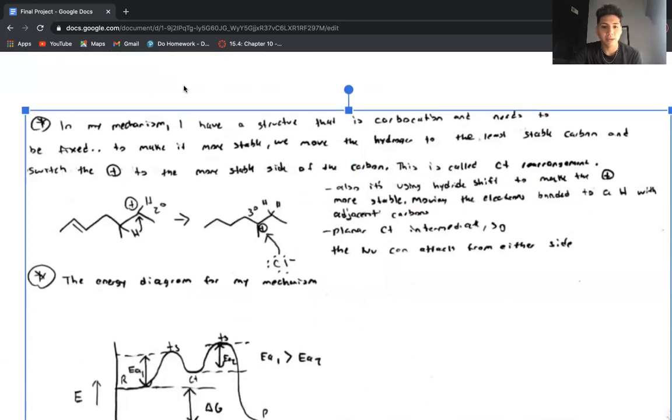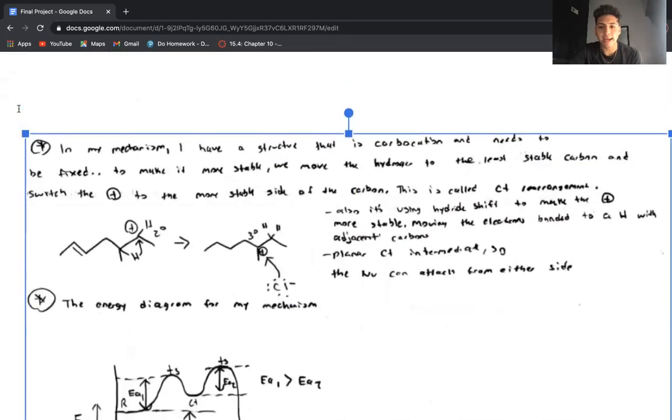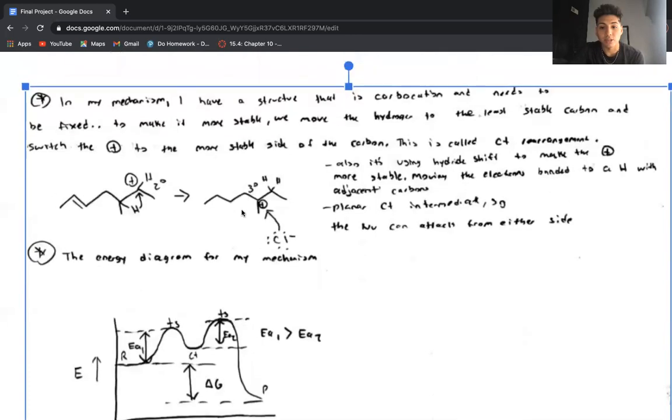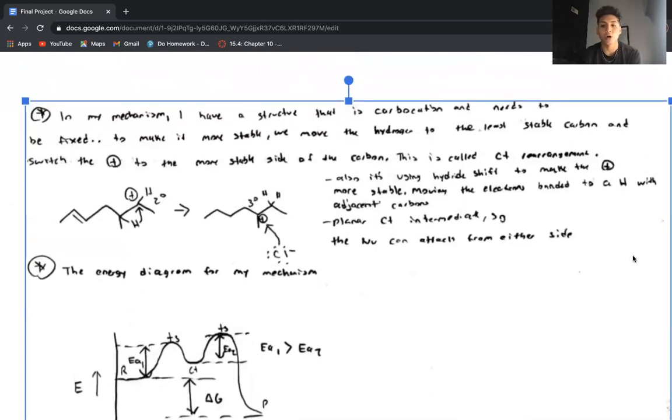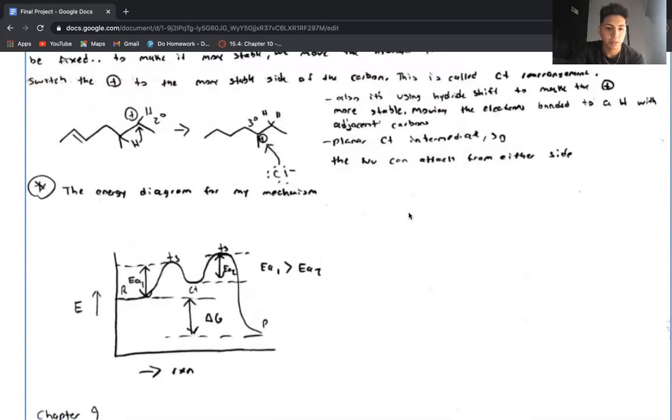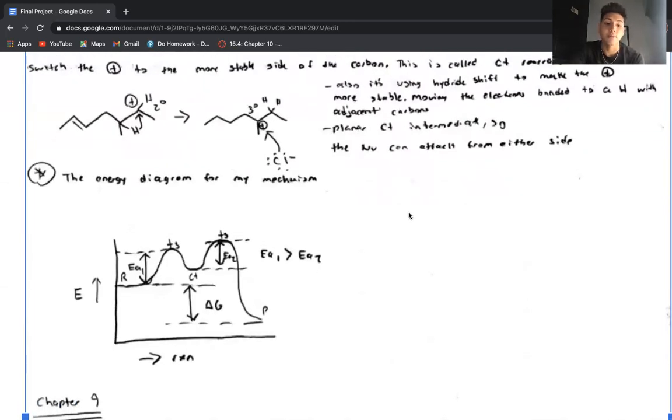In my mechanism, I have a structure that is a carbocation and needs to be fixed. To make it more stable, we move the hydrogen to the least stable carbon and switch the cation to the more stable side of the structure. This is called a C+ rearrangement. Also, it's using a hydride shift to make the carbocation more stable, moving the electrons bonded to an H to the adjacent carbon. Here is an image of me moving my hydrogens, making it a secondary to a tertiary carbocation. We want the most stable, not the least stable.